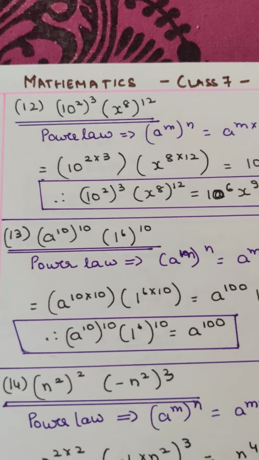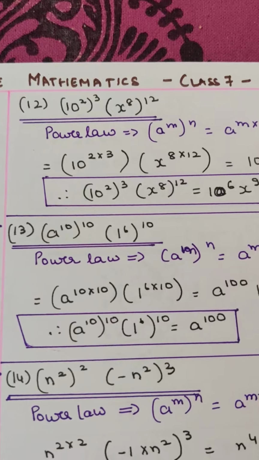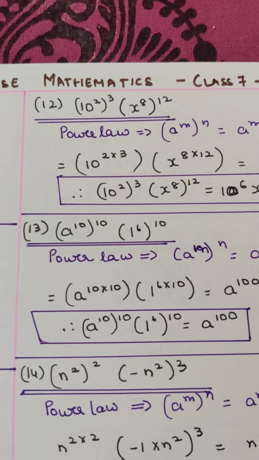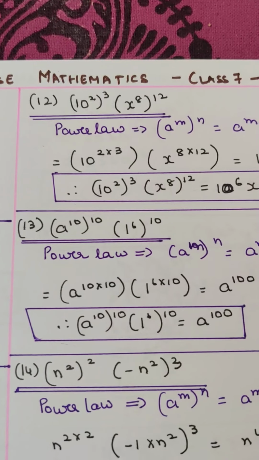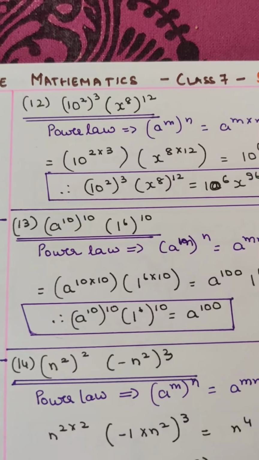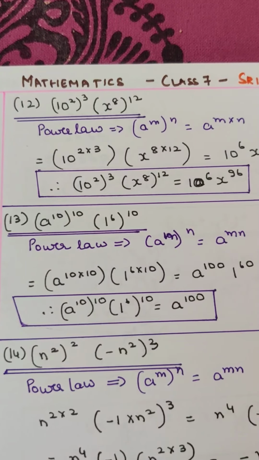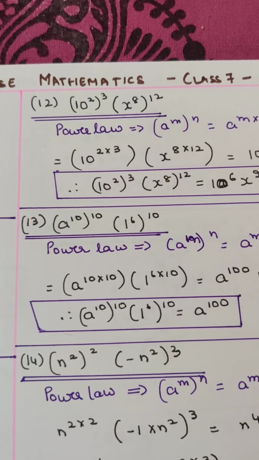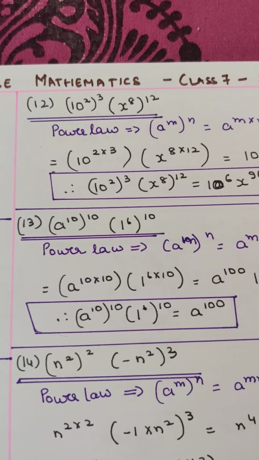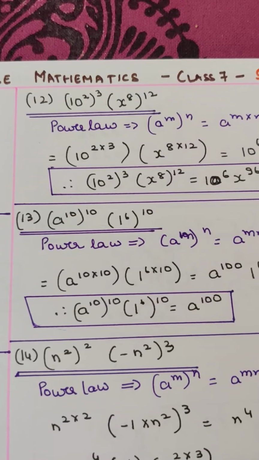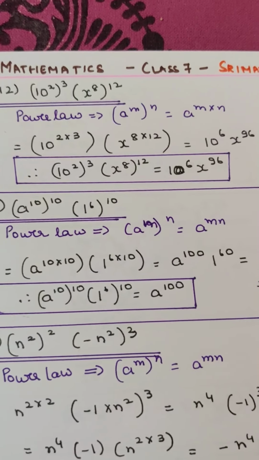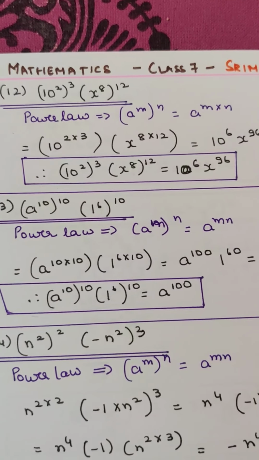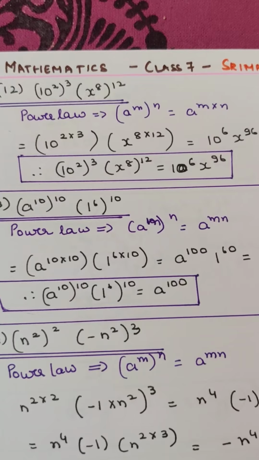Let's move on to the 12th sum. 10 to the power of 2 all to the power of 3 into x to the power of 8 all to the power of 12. Here you have two bases and you will have to go ahead and use the power law. So power law is a to the power of m all to the power of n is equal to a to the power of m into n. So 10 to the power of 2 all cube will become 10 to the power of 2 into 3, and x to the power of 8 all to the power of 12 becomes x to the power of 8 into 12. So 2 into 3 will become 6. 8 into 12 becomes 96. So it becomes 10 to the power of 6 into x to the power of 96.